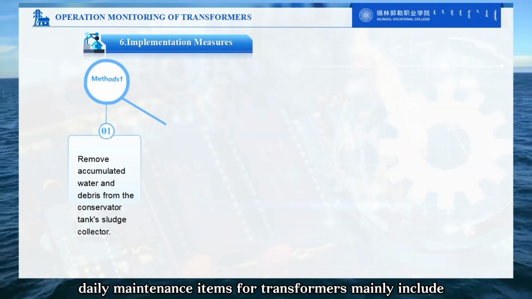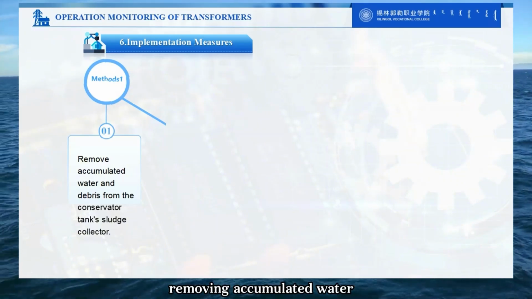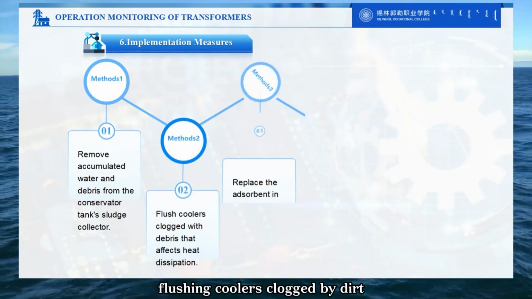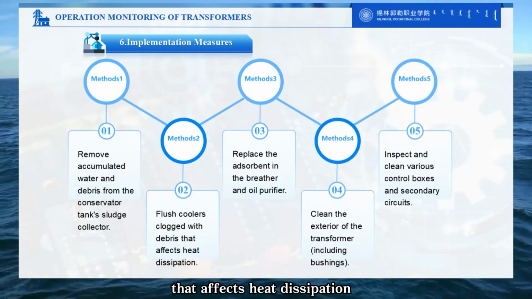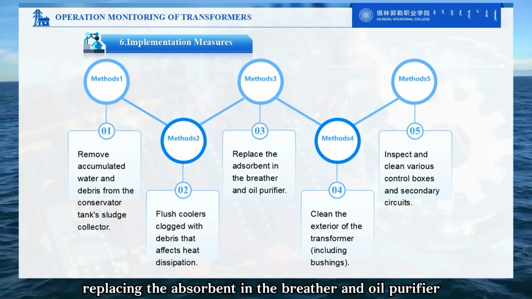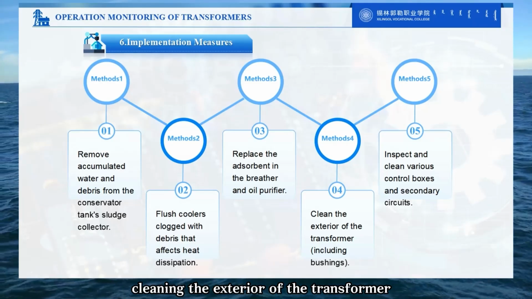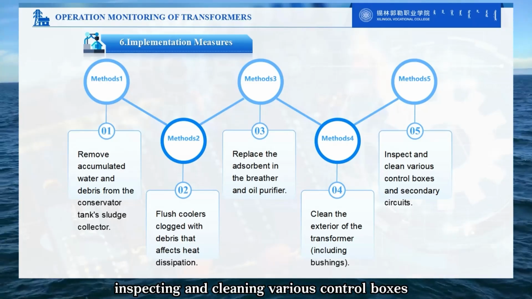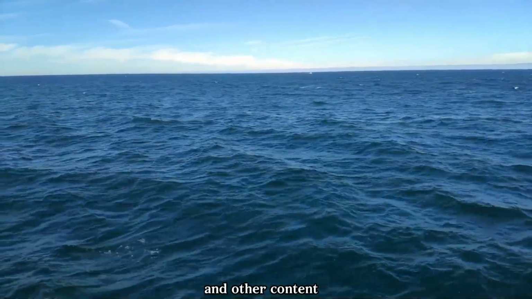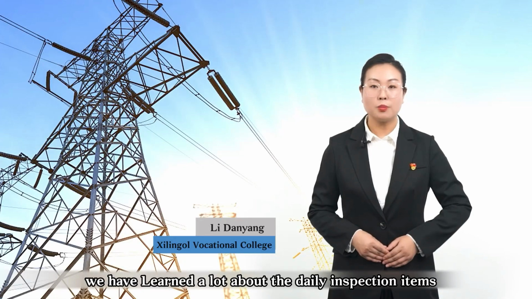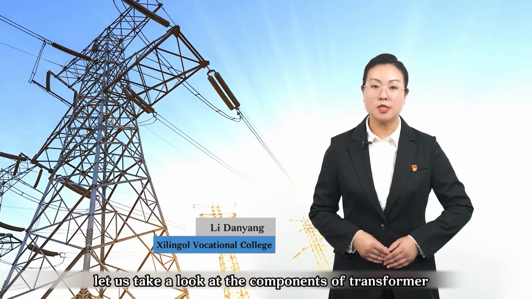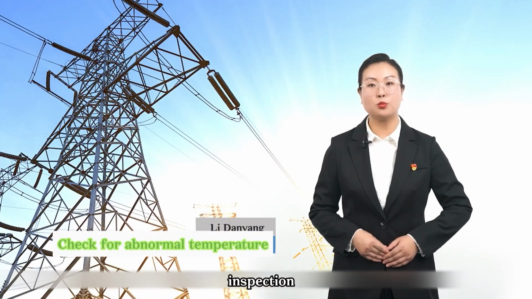Daily maintenance items for transformers mainly include removing accumulated water and dirt from the conservator and oil collector, flushing coolers clogged by dirt that affects heat dissipation, replacing the adsorbent in the breather and oil purifier, cleaning the exterior of the transformer, including the bushings, inspecting and cleaning various control boxes and secondary circuits, and other content. Well, we have learned a lot about the daily inspection items for transformers. Next, let us take a look at the components of transformer inspection.